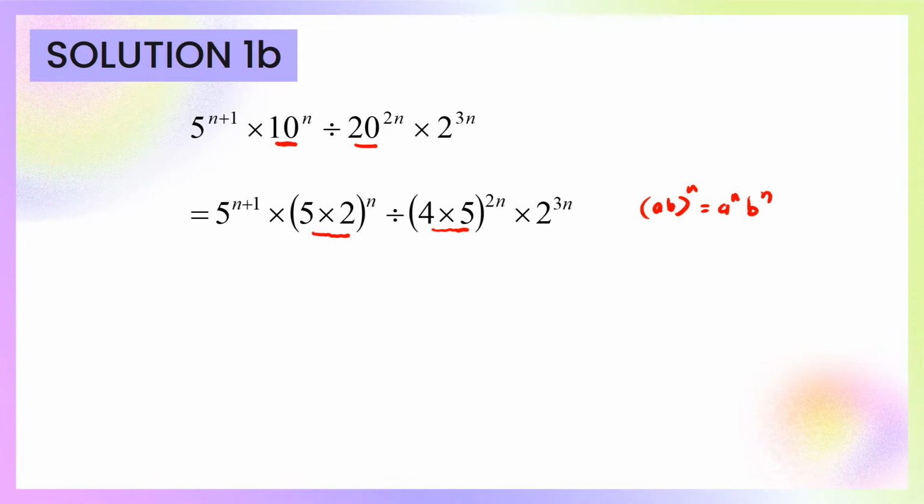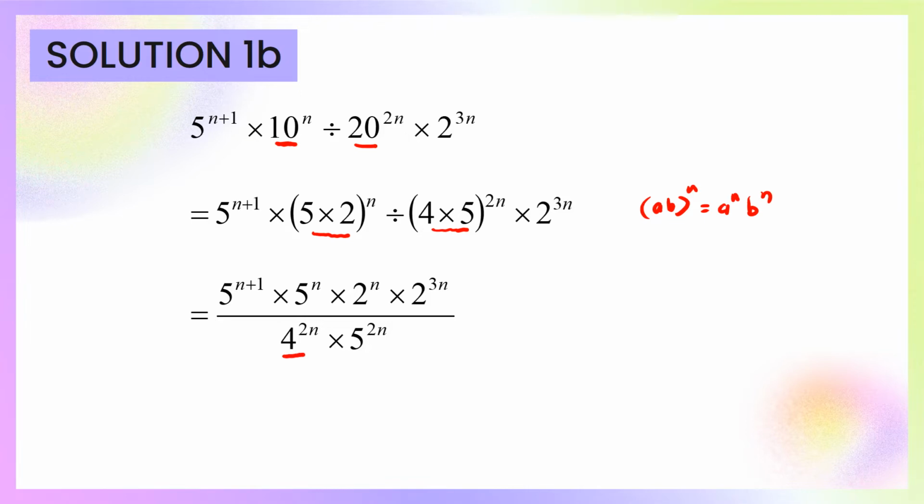For 5 times 2 to the power of n and for 4 times 5 to the power of 2n. Okay, so then we get 5 to the power of n plus 1, multiply 5 to the power of n, multiply 2 to the power of n, times 2 to the power of 3n, and then divide by 4 to the power of 2n times 5 to the power of 2n. Okay, so for 4 to the power of 2n, we can change to 2 squared to the power of 2n, so it becomes 2 to the power of 4n.